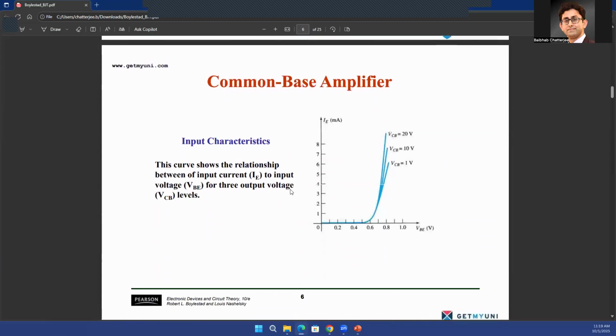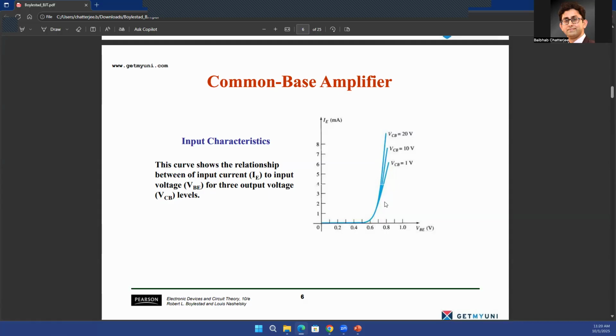So what would be the input voltage? The input voltage would be the emitter voltage with respect to the base, because the base was the reference, the common terminal. What is the emitter voltage with respect to the base? That's going to be your VBE, the base to emitter voltage. What is the input current? That is the current at the input terminal, and because the input terminal is the emitter, you are showing IE, the emitter terminal's current, on the y-axis.